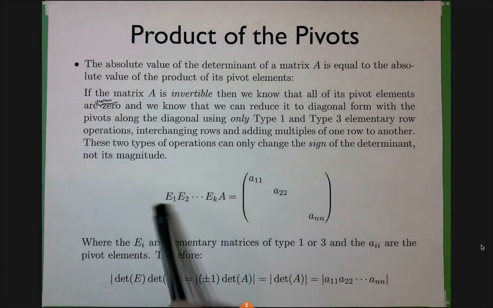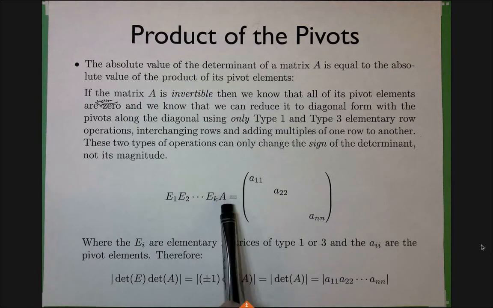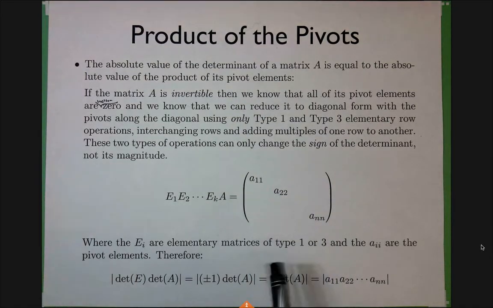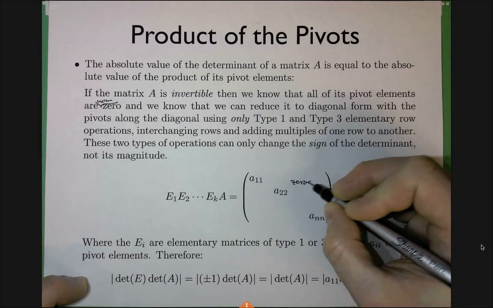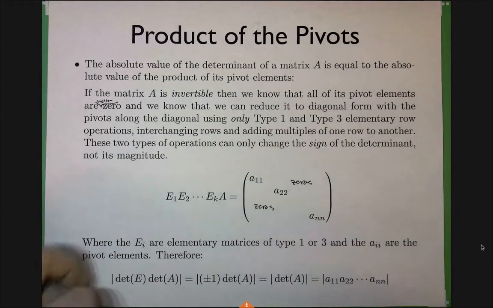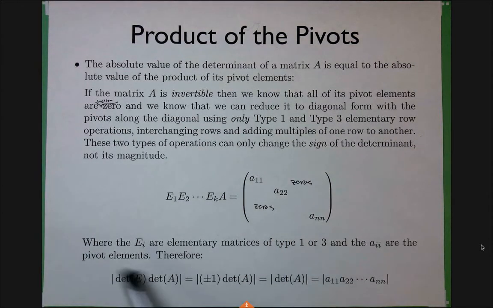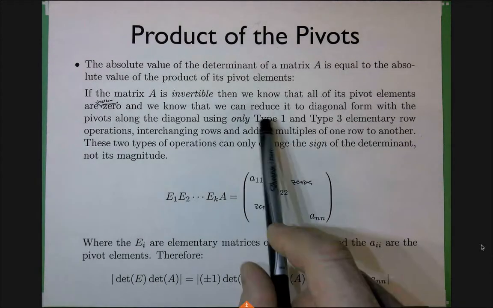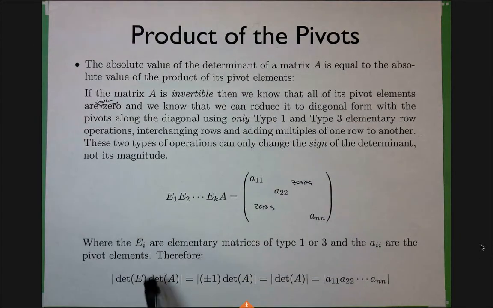So if it's invertible, then I can reduce it to row echelon form, or a special type of row echelon form. I can bring it to a form where everywhere are zeros, except on the diagonal. And of course, if I do this, then the absolute value of the determinant is the determinant of this diagonal matrix, which is just the product of the diagonal elements. The only catch here is that if I had to do some row swaps, then the sign might have changed. But that will not matter.